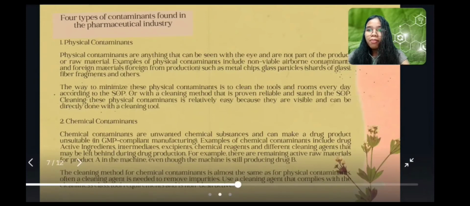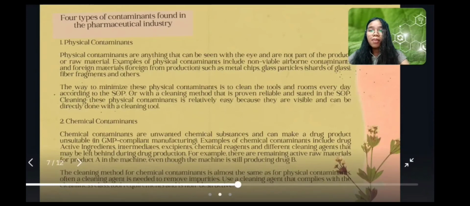The way to minimize these physical contaminants is to clean the tools and rooms every day according to the SOP, or with a cleaning method that is proven reliable and stated in the SOP. Cleaning these physical contaminants is relatively easy because they are visible and can be directly removed with a cleaning tool.